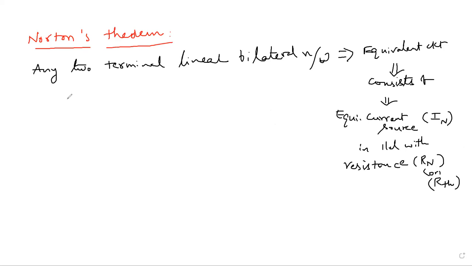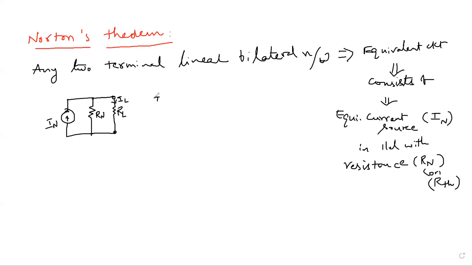So shall I draw the equivalent circuit? This is your equivalent current source, which is in parallel with the resistance. This is your IN and this is your Rn across the load terminals. These are your load terminals. If the load is a resistance, that should be RL. If anyone asks for the amount of current passing through RL, that is IL.